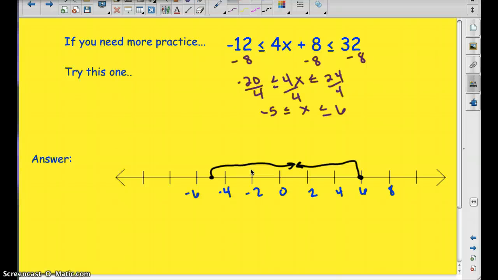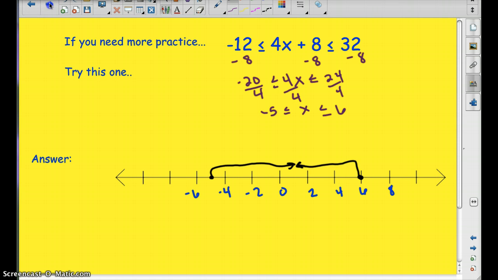So here is the answer to this problem if you wanted to try this one if you need more practice. Notice it's an intersection as well: x is greater than or equal to negative 5, and x is also less than or equal to 6. So again, this was an "and" one because we have an intersection.